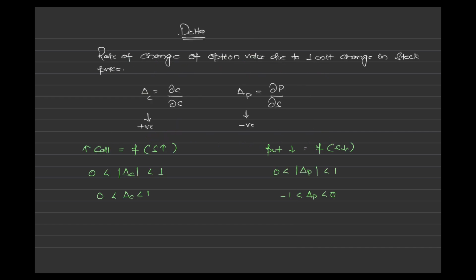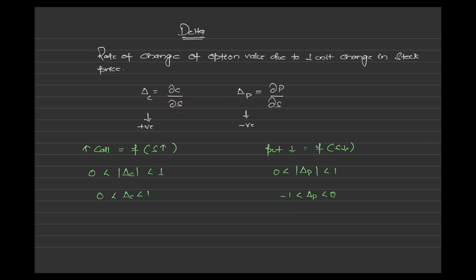Okay, the first Greek that we have to discuss at length, and most of the time in the CFA and FRM examinations the question would be asked from this Greek because it is easy to understand, is delta. What is delta? Delta is the rate of change of option value due to 1 unit change in the stock price, keeping other factors constant. So delta of call, this is the symbol of delta of call, is the rate of change of the call option due to 1 unit change of stock price.